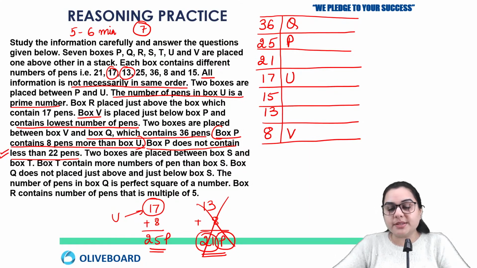I hope this is clear to you, how we have solved for Q, P, U and V. Kindly confirm in the comment section: is this much clear to you all? Only then can we proceed further.